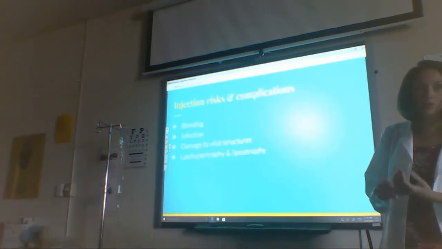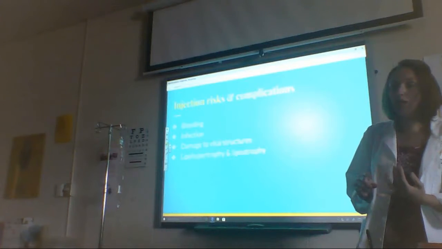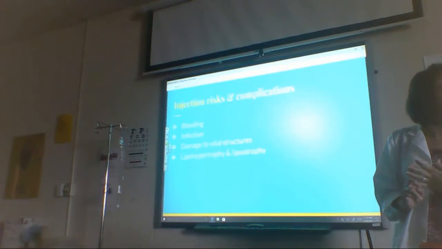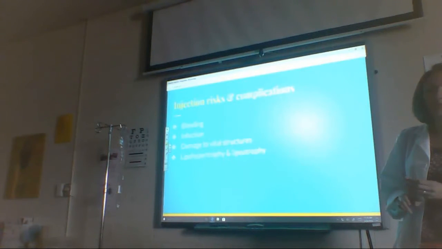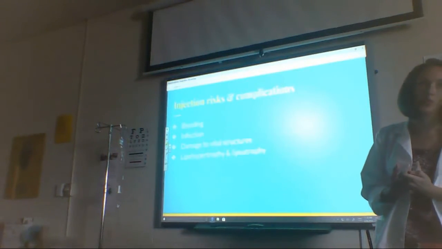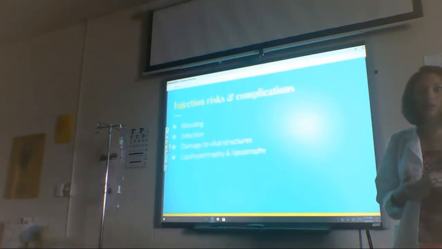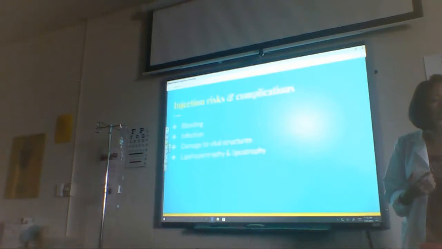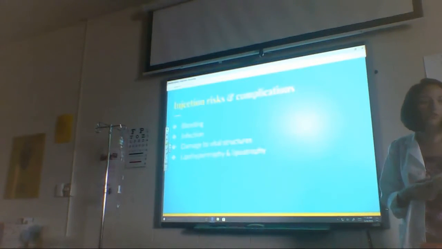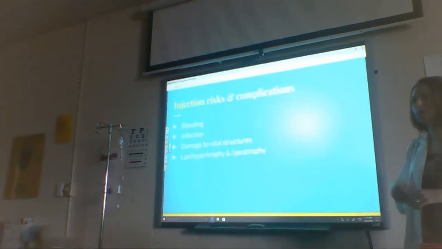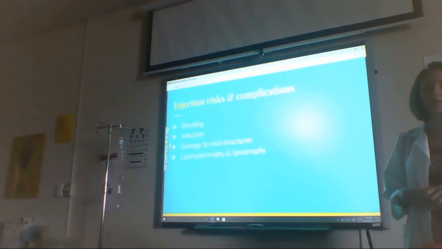Damage to vital structures, as we've already talked about, you can hit the bone, you can hit a nerve, you can hit a blood vessel. If you do any of those things, what should you do? Immediately report it to the doctor, right? And then, like we talked about for the sub-Q injections, the lipohypertrophy and the lipoatrophy that's caused by not rotating your sites enough.